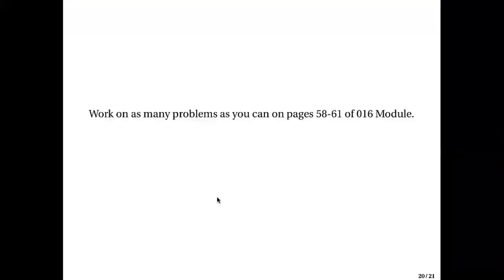Work on as many problems as you can on pages 58 to 61 of the 016 module. There's a lot of solving equations there. In fact, the last examples that I presented came from the 016 module, so I just picked them up from there. If you don't have any question, I am dismissing you now. I still have time. I can stay to answer your questions just in case you have any.